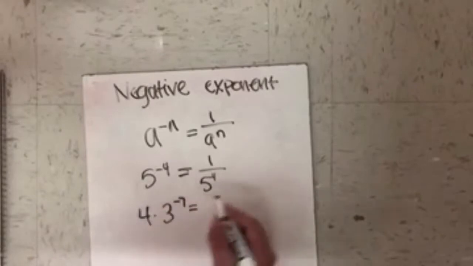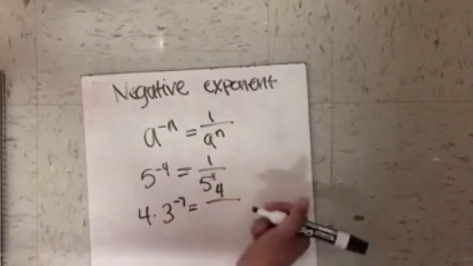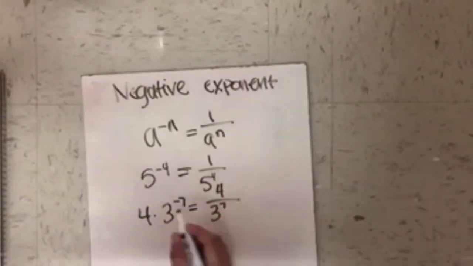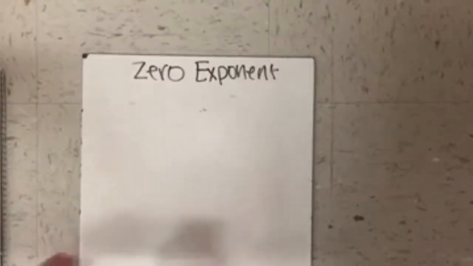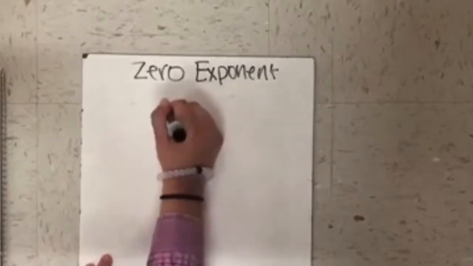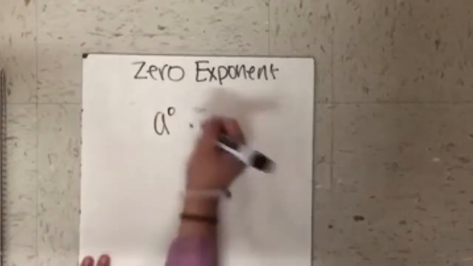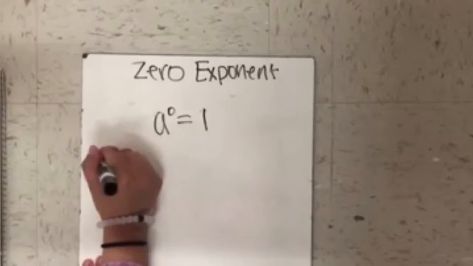4 will be used as our numerator instead of 1, and then 3 to the negative 7th will stay as the denominator in order to keep 7 positive. Our next one is zero exponent. A to the 0 power will equal 1.